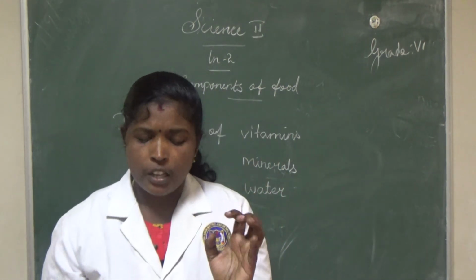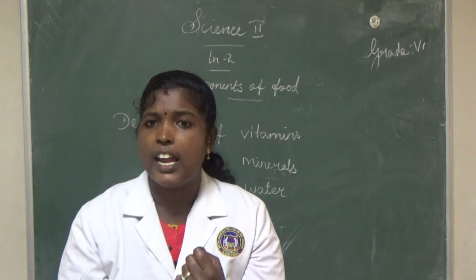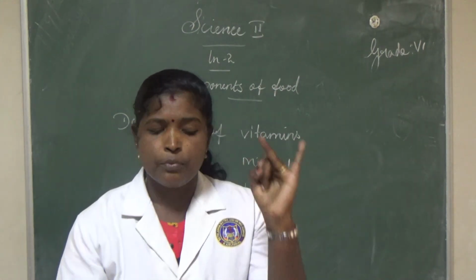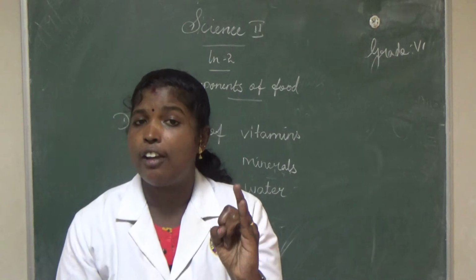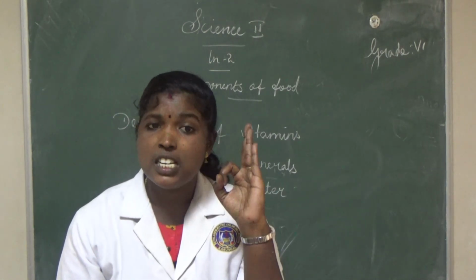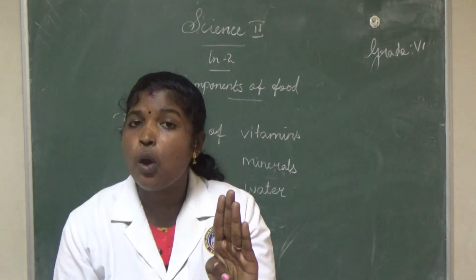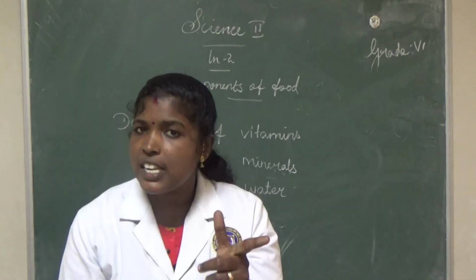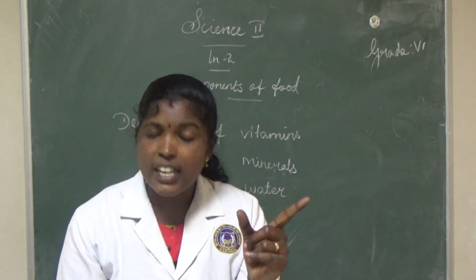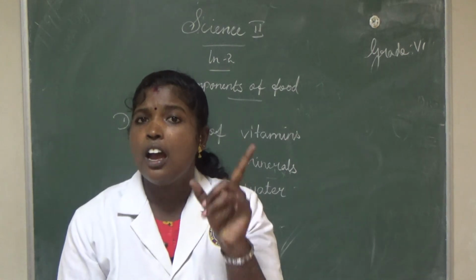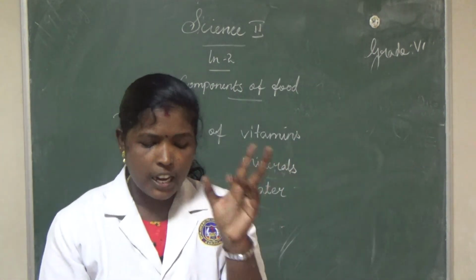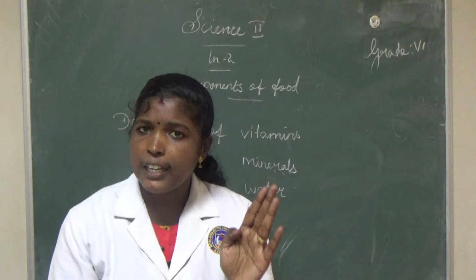Also listen. Deficiency of vitamin A leads to night blindness. Vitamin B1, beriberi. Vitamin B2, skin disorders. Vitamin B12, anemia. Vitamin C, scurvy. Vitamin D, rickets. Vitamin K, hemorrhage, which means excessive bleeding. Are you clear?